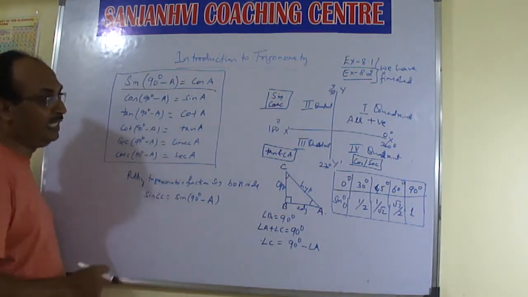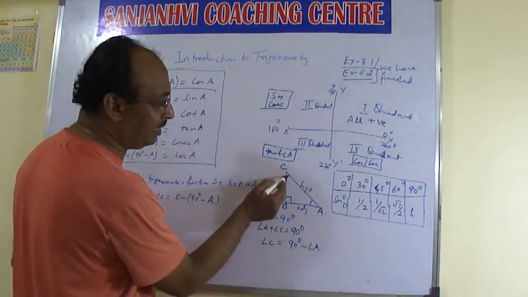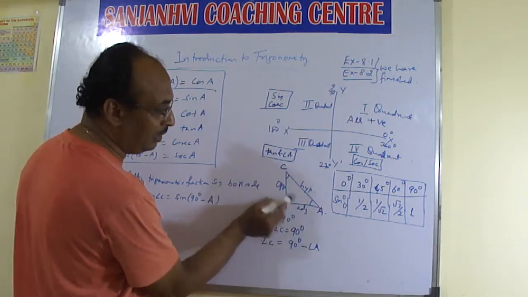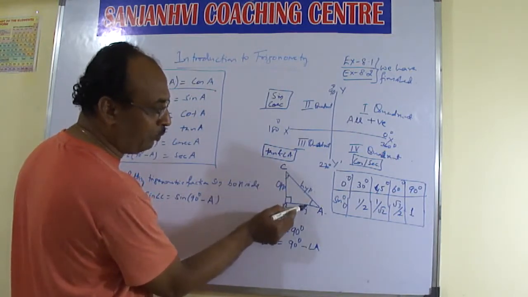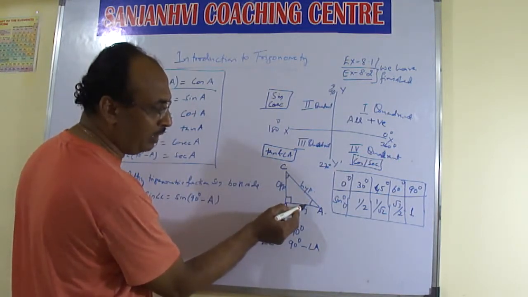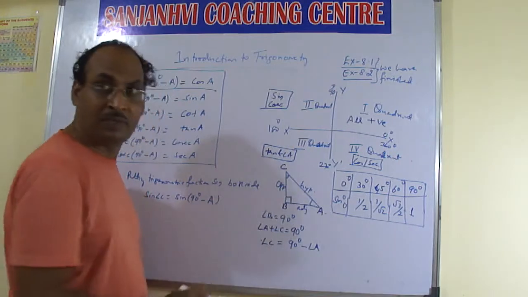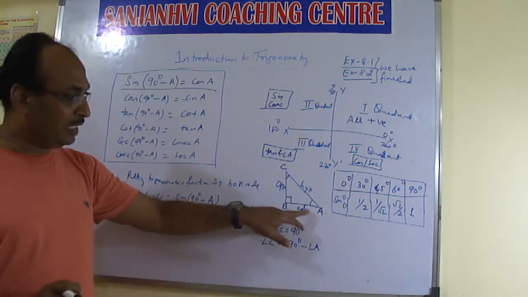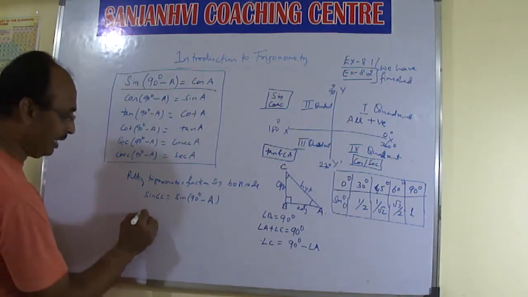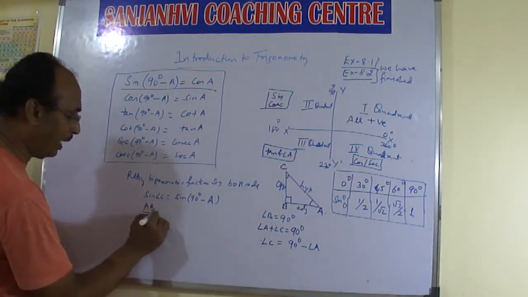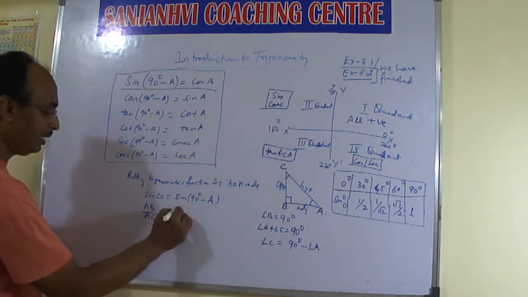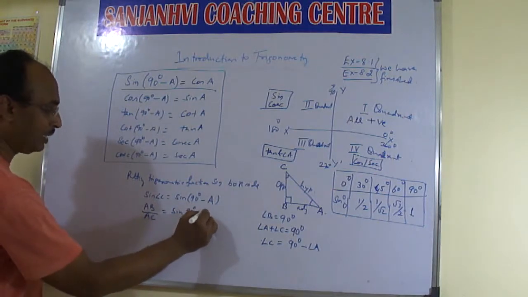Now sine angle C is equal to what? If this is sine angle C, then for this angle it will become opposite, and this will become adjacent. So sine is this divided by this, AB by AC. Correct or not? So here you can write that AB by AC will be equal to sine 90 degree minus A.